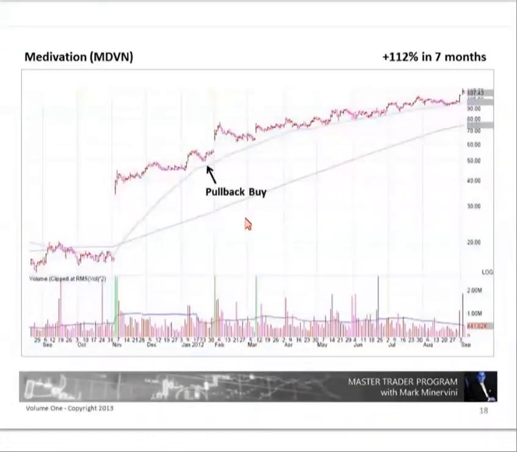This is that pullback buy right here. And then it just rode the 50-day. You could have moved over to the break-even plus rule, the 50-day break-even rule, and this would have held you in for quite a ways.